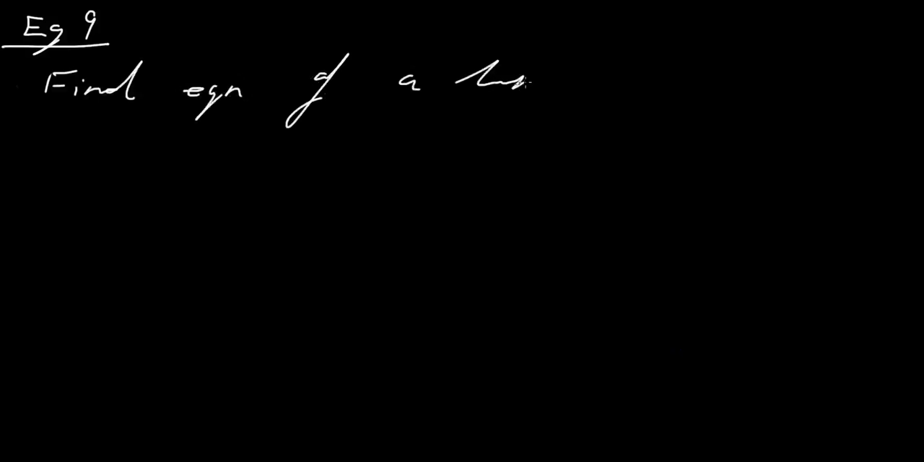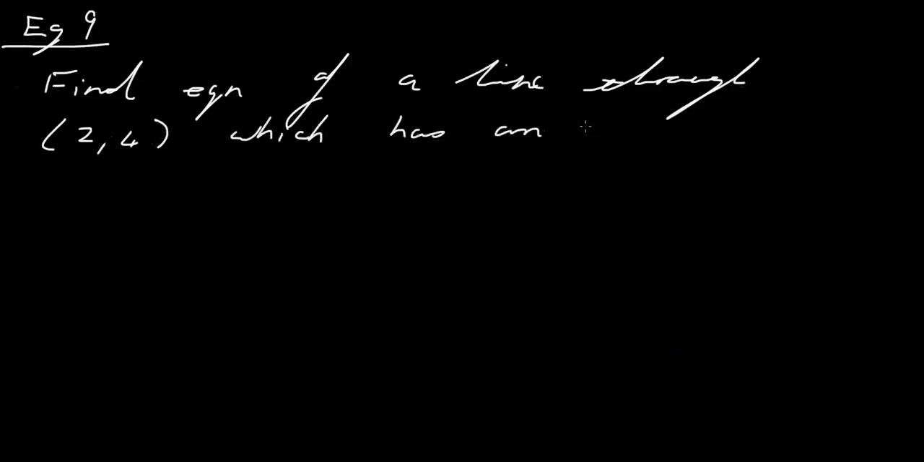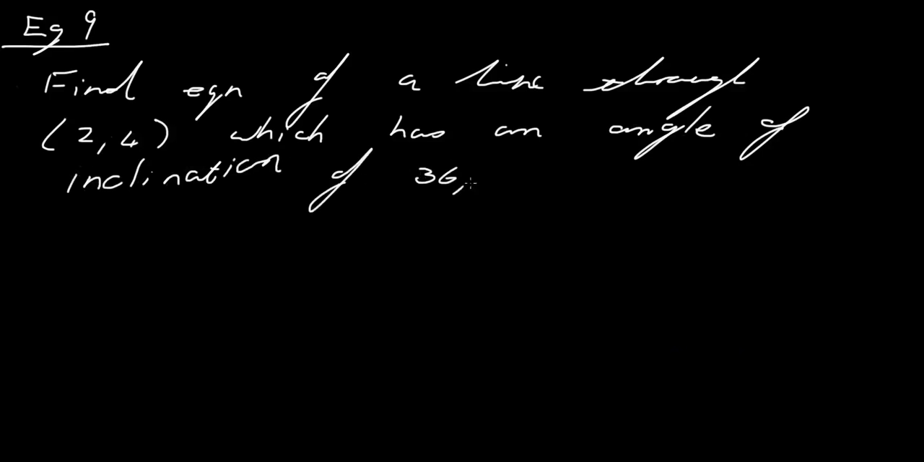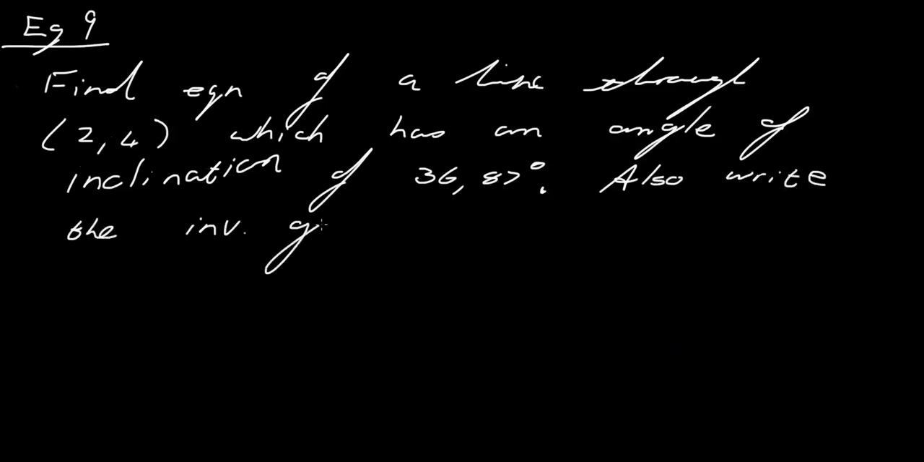Now there's another example here, which is example 9. Find the equation of a line through the point (2, 4), which has an angle of inclination of 36,87 degrees. Also write the inverse of the line.